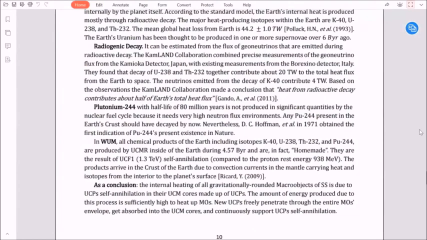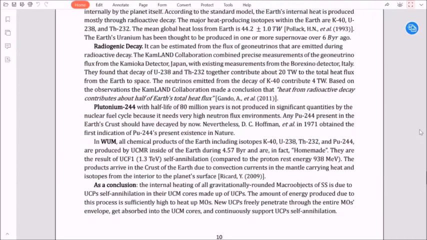In the UC model, all chemical products of the Earth, including isotopes and plutonium-244, are produced by the UC matter reactor inside the Earth during 4.57 billion years and are in fact homemade. They are the result of UC fermion 1 with 1.3 tera electron volt rest energy self-annihilation, compared to the proton rest energy of 938 mega electron volts. It's more than three orders of magnitude less. The products arrive in the crust of the Earth due to convection currents in the mantle carrying heat and isotopes from the interior to the planet's surface.